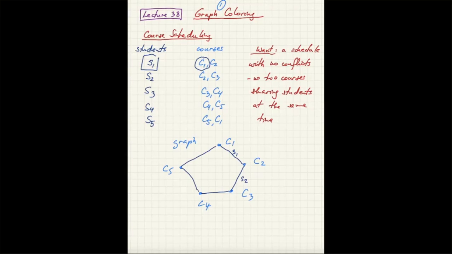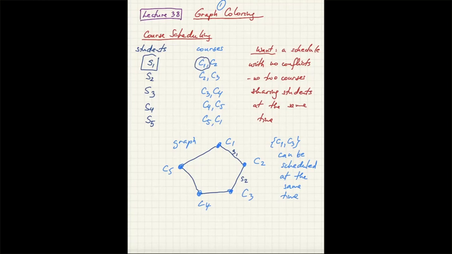Okay. Now, in this situation, for example, if we have a collection of vertices or courses that is independent, there are no edges between them. So for example, C1 and C3, there are no edges there. C1 and C3 can be scheduled at the same time because there are no students that take both of these classes.